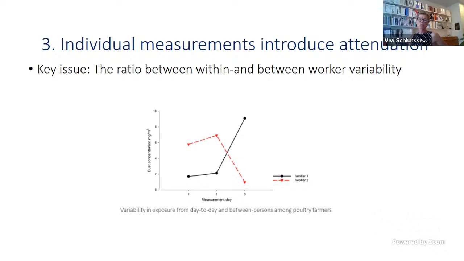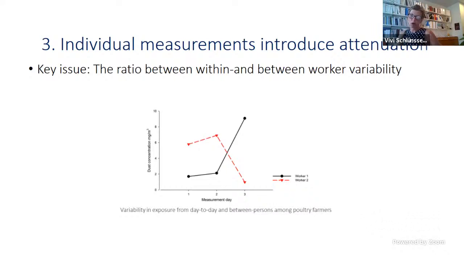But it's also very clear from this figure that if you only have used a measurement from day 1 or from day 2 or from day 3, you would have measured very different exposures for these two persons. So that is the reason why you will have a lot of attenuation if you only have one or few measurements per person and you have a large within to between worker variability.